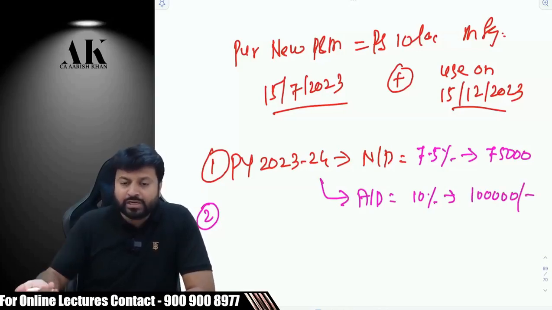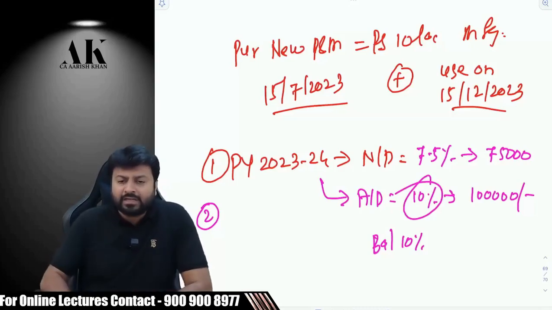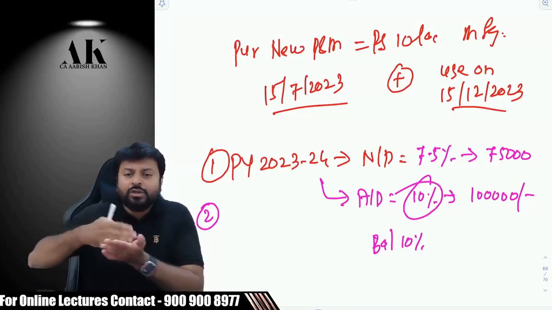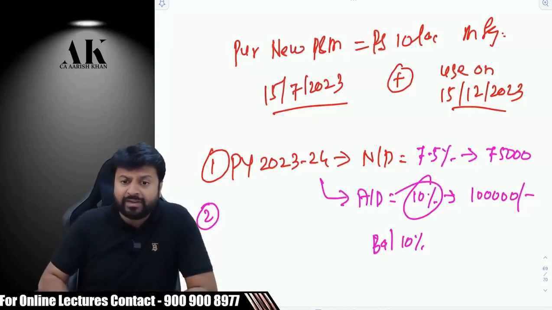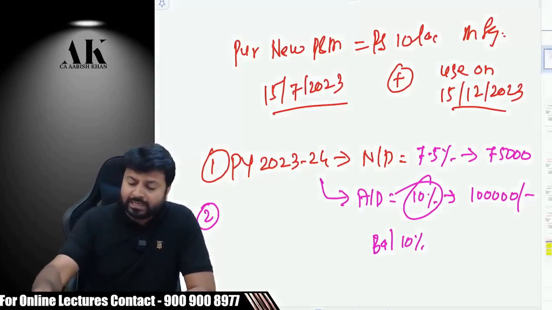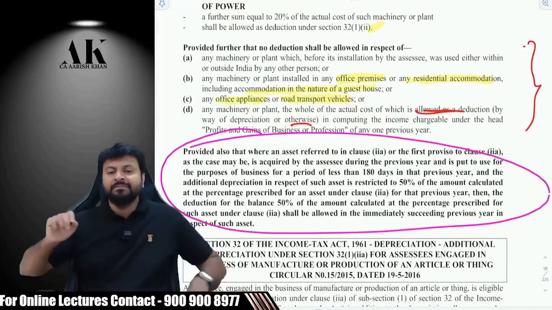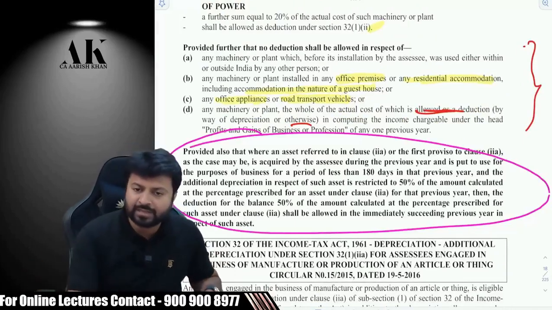Now the main question is, what about the balance 10%? What about the balance 10% of additional depreciation? Additional depreciation is 20%, na? Normal you will get every year, right? But additional is a one-time benefit. You're not going to get additional benefit every year. So what about the balance 10% of additional depreciation? Don't worry. For that, there is a proviso which is given below. You can read this proviso once at your end. What will happen with the balance 10% of the depreciation? That is the balance 1 lakh rupees.